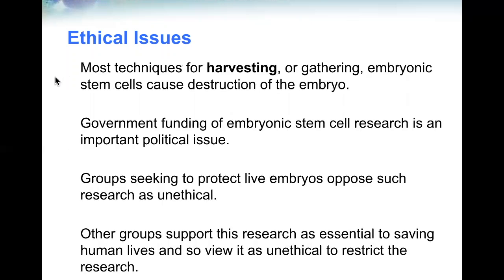Most techniques for harvesting or gathering embryonic stem cells cause destruction of the embryo. Government funding for embryonic stem cell research is an important political issue. Groups seeking to protect live embryos oppose such research as unethical. Other groups support this research as essential to saving human lives and so view it as unethical to restrict research.